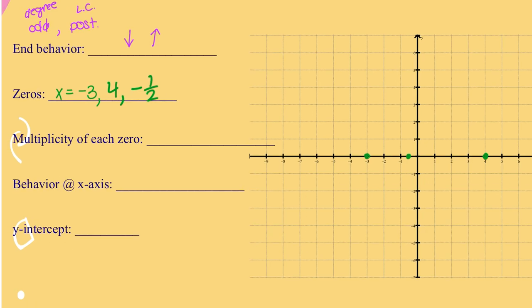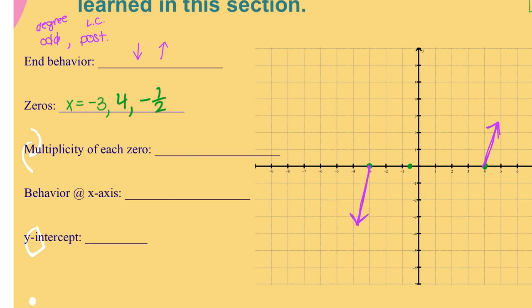Okay, now I can go ahead and use my end behavior. The first one is going down. Okay, it's going this way. And my end one is going to be going up. Okay, what is my multiplicity of each? Okay, what is it? Good, I have all multiplicity of 1. So what is that, odd or even? Odd. Odd, and is it going to bounce or cross? Cross. Good, it's going to cross.